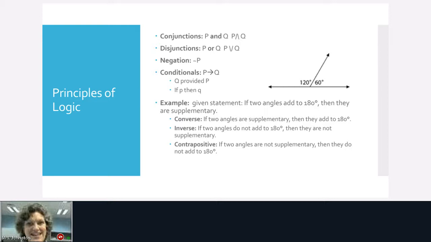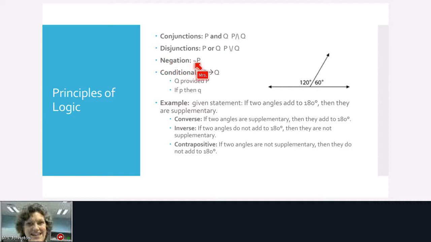Conjunctions are always seen with the word and. So if you have two sets or two statements, they both have to be true. And when you see the upside down U or upside down V, that means and. That's a conjunction. Both things have to be true for these conjunction statements to be true. On the other hand, a disjunction is used with the right side up V. This means that P or Q, the statements P or statement Q, either one can be true for the whole disjunction to be true.